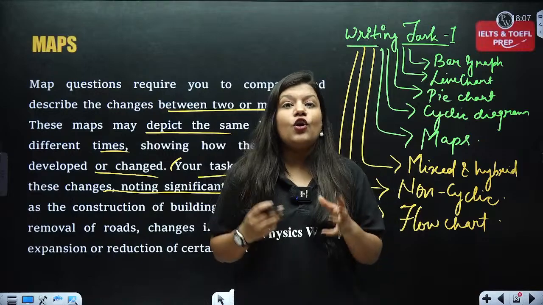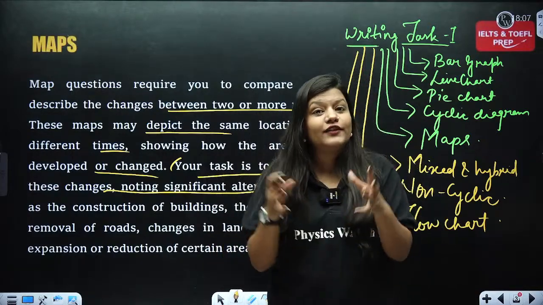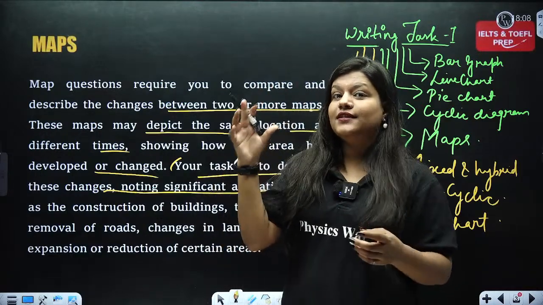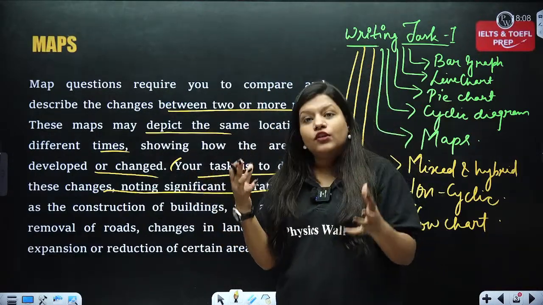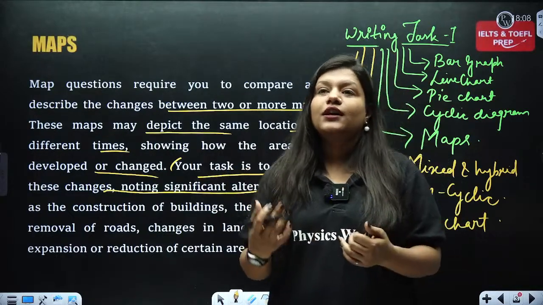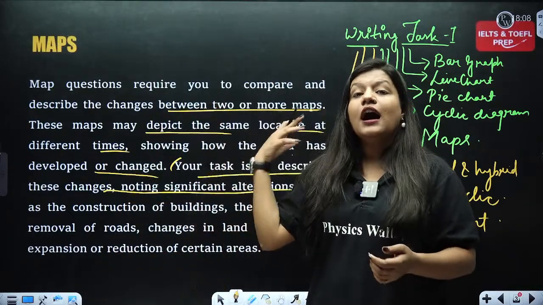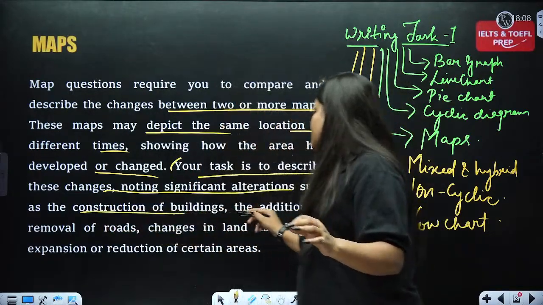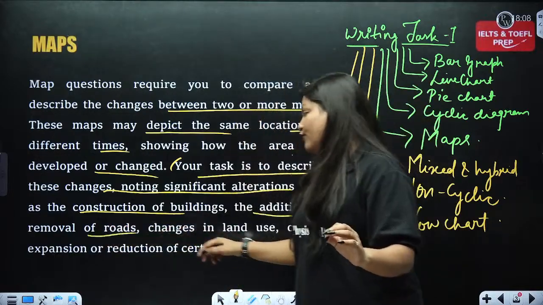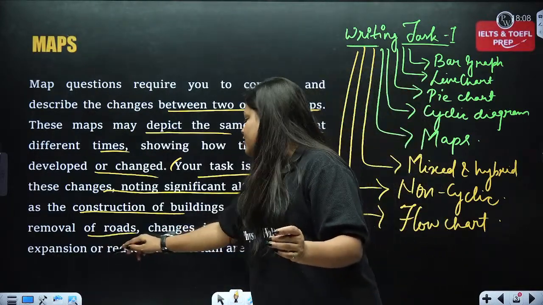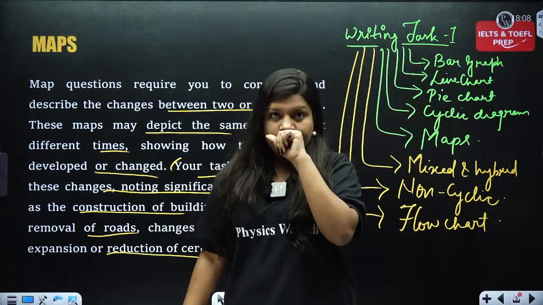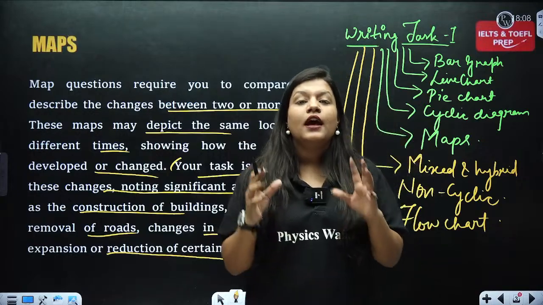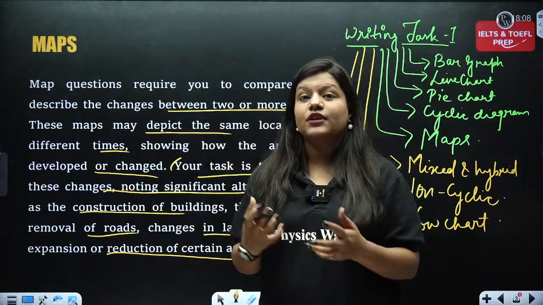So, basically your task is to tell the difference between the two maps by making sure that you mark the exact difference between both of them, and also you can tell what are the important changes that have occurred over this period of time. Such as the construction of buildings, the addition or removal of roads, changes in land use, or the expansion or reduction of certain areas. Okay. So, yes, this is all about what a map is and how usually the map question comes in writing task 1 IELTS.